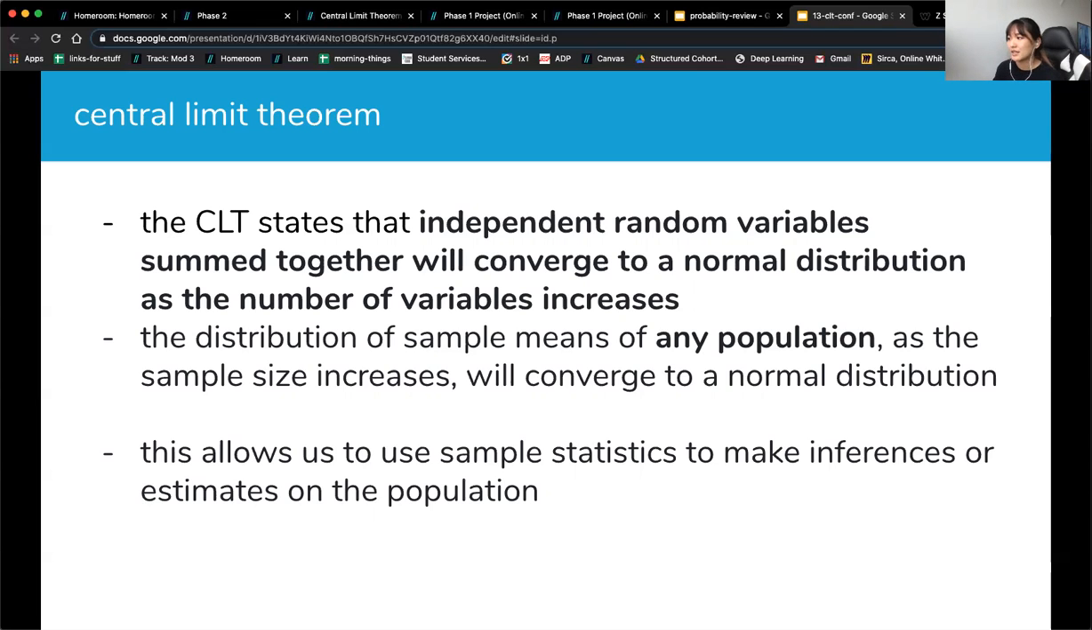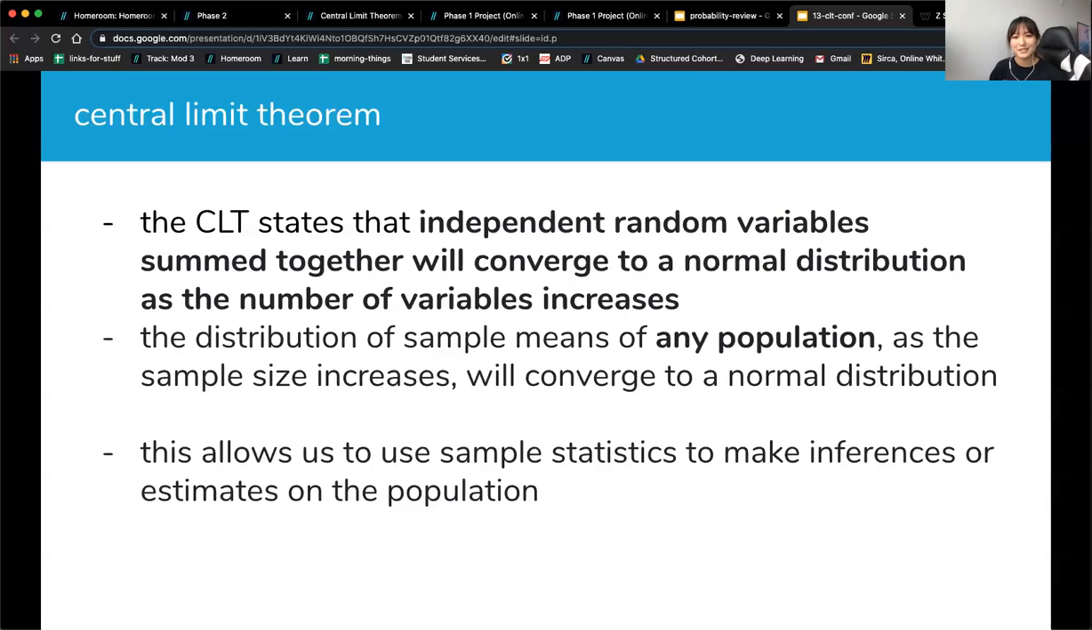What that means is, if I have some population and I don't know what kind of distribution this population has, and I draw a bunch of samples from this population over and over again, and with each of these samples I record the mean of the sample, then if I plot those means in a distribution, it will converge to a normal distribution as I take the means of more and more samples.